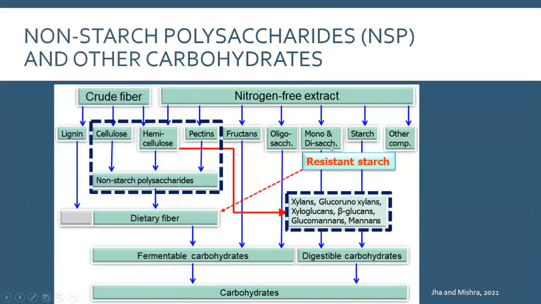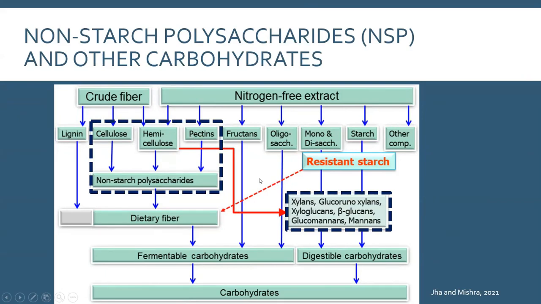So when we talk about non-starch polysaccharides, this is a good illustration of what we are dealing with in our feed ingredients. I guess in the previous presentations on enzymes this has been discussed, but I'd like to just focus on the NSPs, which are the main components of our raw materials.